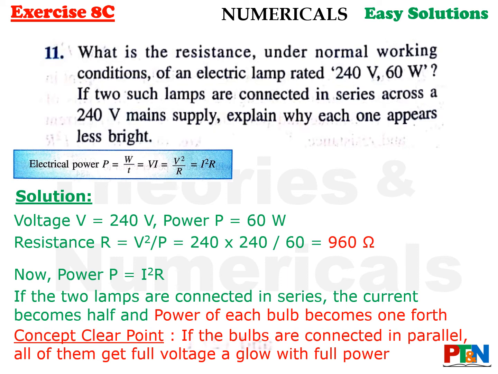Now, you know power is I square into R. If the two lamps are connected in series, that means resistance will become double, current will become half. If current becomes half, then power will be 1/4 times. So for both the bulbs, power will be 1/4 times. Get the concept clear. If the bulbs are connected in parallel, both of them get their full voltage and glow with full power. But if the bulbs are connected in series, you need to find out the current in it and use the formula P is equal to I square R.